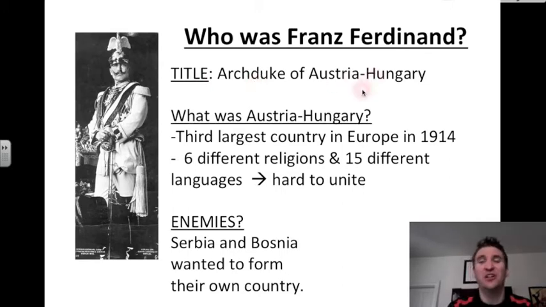What was Austria-Hungary anyway? It was the third largest country in Europe in 1914. There were 6 different religions and 15 different languages within this empire, and it was hard to unite. It was hard for a leader to get all of these religions and languages and cultures to see eye to eye. Were there enemies of Austria-Hungary? You bet. Serbia and Bosnia wanted to form their own country because they shared similar cultures.